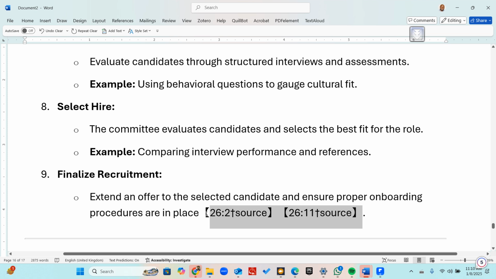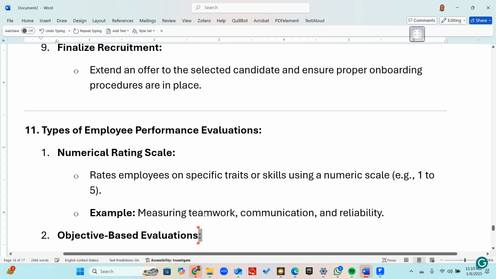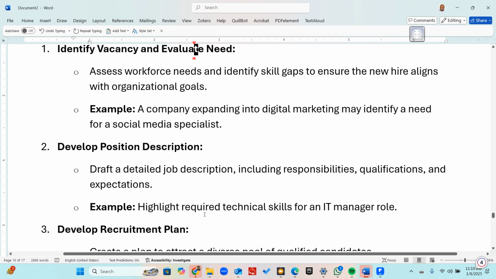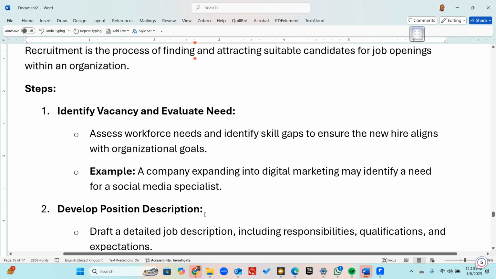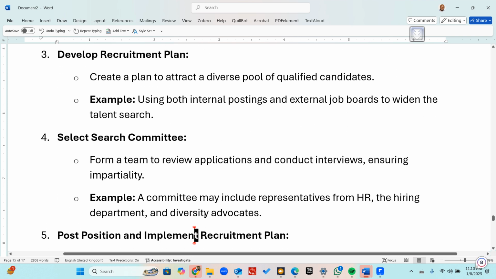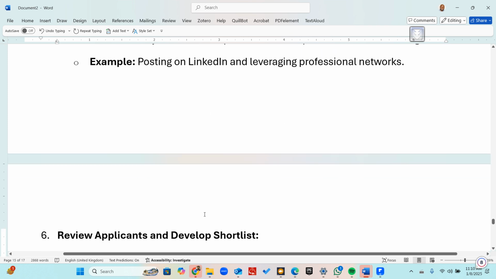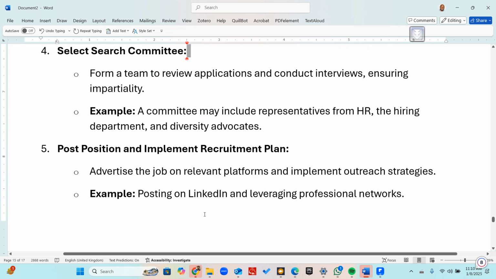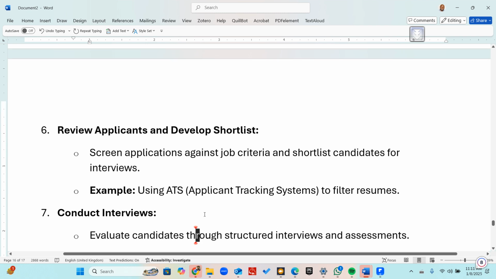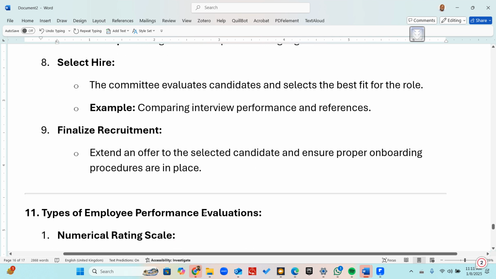So procedures are in place. We just took nine stages. You should try to remember that first you declare the vacancy, develop the JD, then develop a recruitment plan and select a search committee. That's the committee that will search for applicants and do the interviews and all the others. Post the application when the committee is ready, review the applicants and develop the shortlist. After reviewing the applicants, conduct the interview, hire the people you want, then finalize the recruitment.